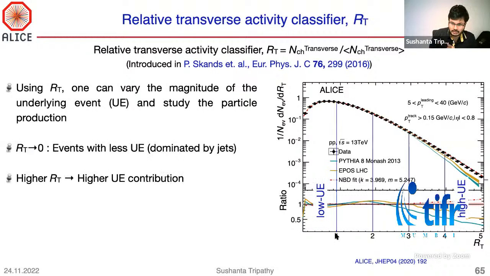So if you are looking at RT tending to 0, then you are looking at low underlying event activity region, low underlying event activity events. And then with the high RT, your underlying event starts to dominate.